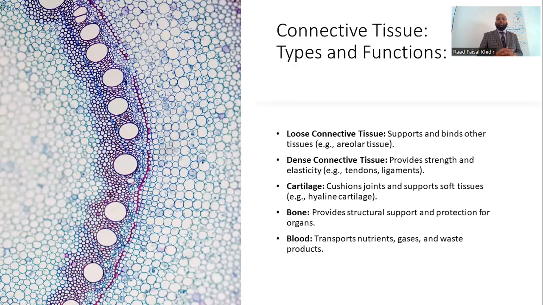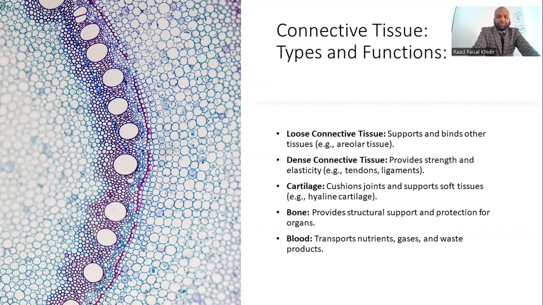So there are different types of connective tissue structurally, and therefore they have different functions. There's loose connective tissue that supports and binds other tissues, like the areolar tissue. There's dense connective tissue that provides strength and elasticity for the tendons and the ligaments. And there's cartilage. Cartilage cushions the joints and supports the soft tissue.